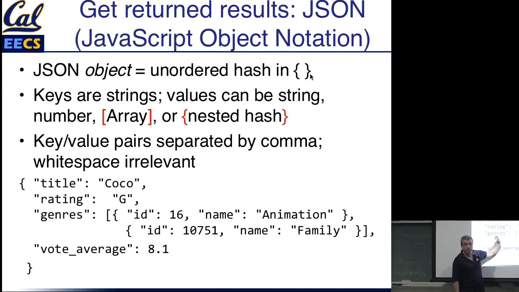And it's an array of hashes. Each hash looks like it is something encoding a particular movie genre. So here's the animation genre, whose ID internally in the movie database appears to be 16. Here's the family movies genre, whose ID internally looks like it's this long number. And finally, there's a vote average key, and its value is 8.1. Presumably, that's the average of all MovieDB users' votes of how good that movie is. OK, so this is a super simple JSON object.